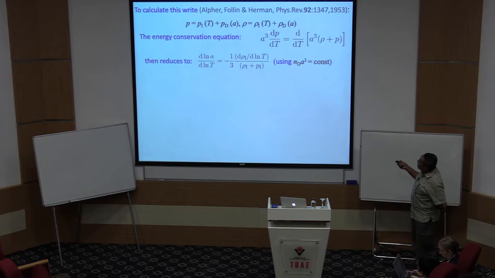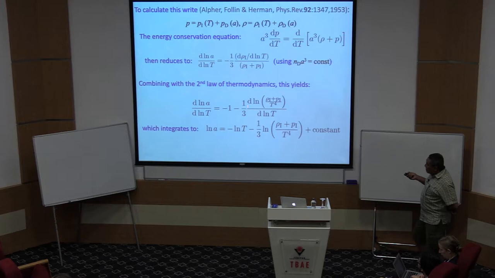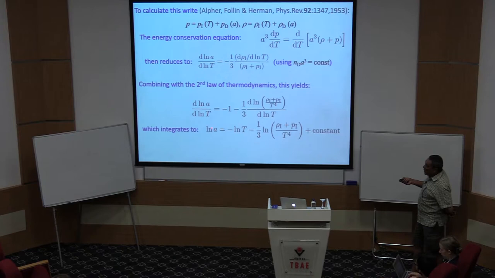And that you can rewrite as d log A by dt. So 1 over A dA by dt. So that's d log A by dt. You can write it as this, using the crucial fact that the number of decoupled particles is conserved in a co-moving volume. Now, when you combine with the second law, that gives you this interesting adiabat, as it's called, which is that when you integrate it, log A equals minus log T, right? So A times T is constant if this guy stays constant.